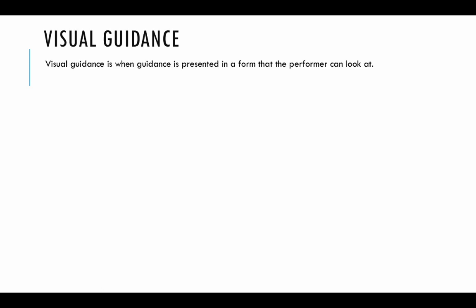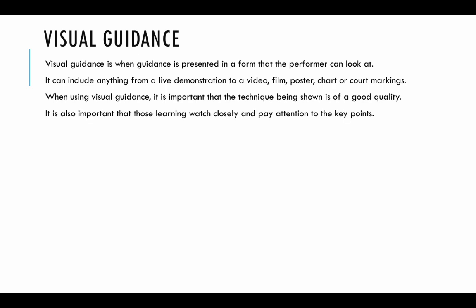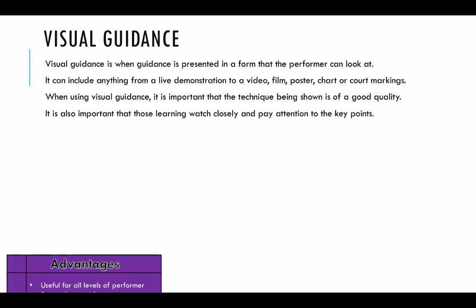Visual guidance. Visual guidance is when guidance is presented in a form that the performer can look at. It can include anything from a live demonstration to a video, film, poster, chart, or court markings to help the performer. When using visual guidance, it is important that the technique being shown is of good quality. It is also important that those learning watch closely and pay attention to the key points.